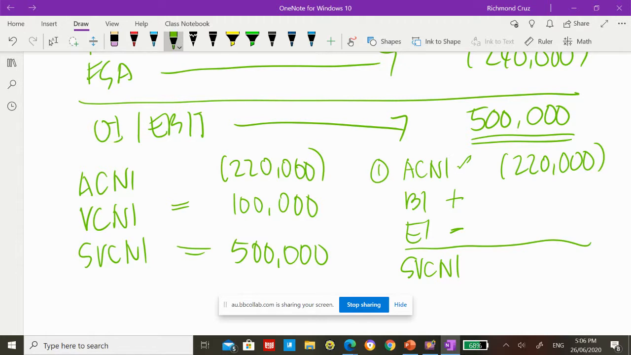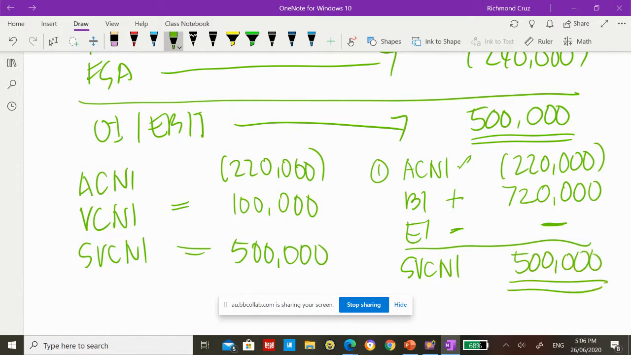For this problem, the 720,000 should be added. And remember, we don't have ending inventory for year 3. Therefore, the super variable costing net income will be 500,000. That is negative 220,000 plus 720,000 minus 0, which is 500,000. So we are good for this one.